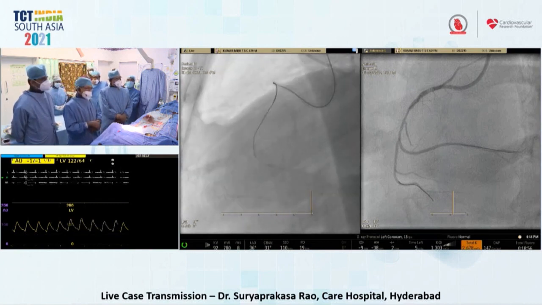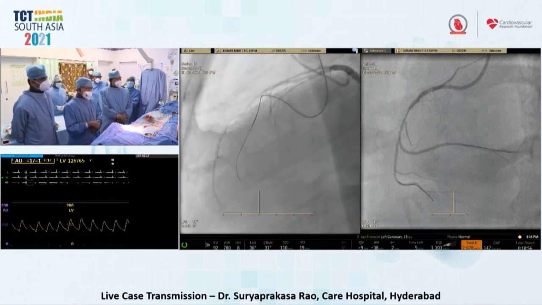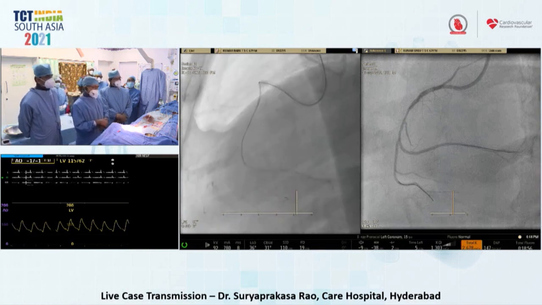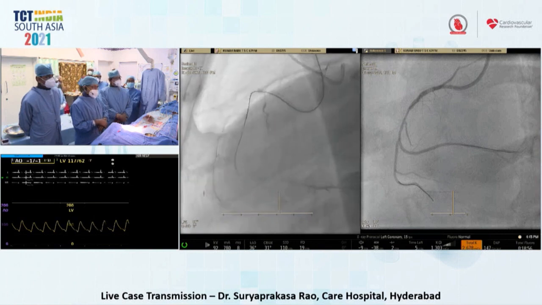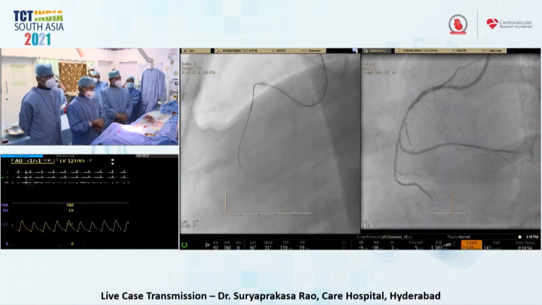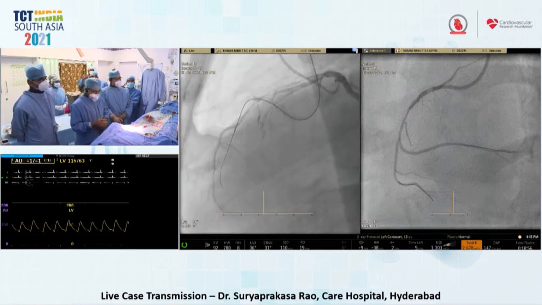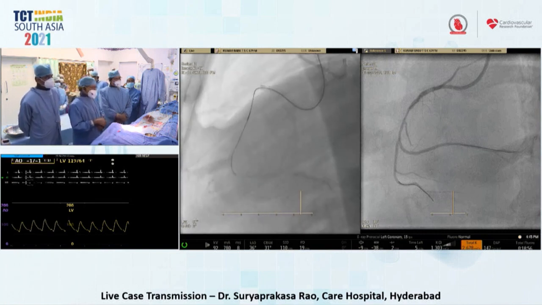Very important, because a lot of times you think the wire is in a good place, and then you go RAO and you find out that it's in the margin or in the subintimal space, and that can be challenging. So always check that second view. The final thing I'll mention is that in the RAO we checked, in the LAO we checked, and in the lateral, three perfect views.